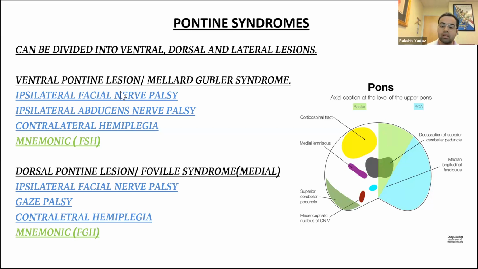The mnemonic is FSH. F for facial nerve, S for your sixth nerve, and H is for hemiplegia. Then you have dorsal pontine lesion, also known as the Foville syndrome. This is present on the medial part of your pons. So there is ipsilateral facial nerve palsy again. There is gaze palsy. This is the differentiating feature. Then you have contralateral hemiplegia, same as ventral pontine lesions.